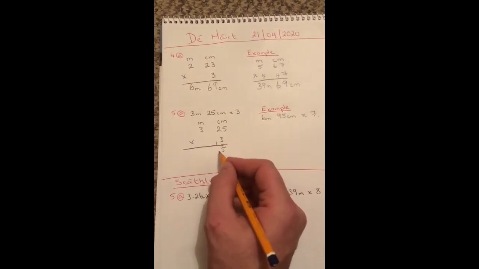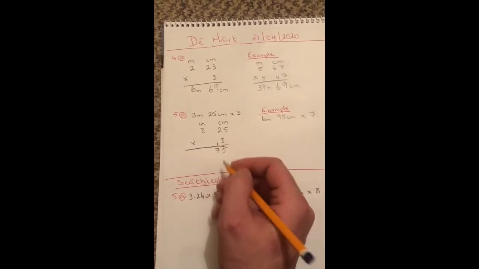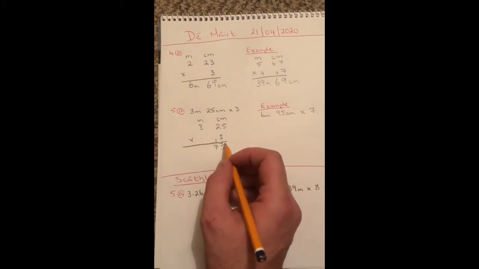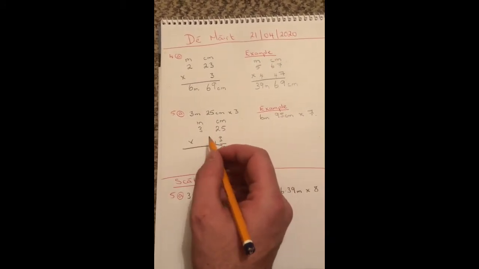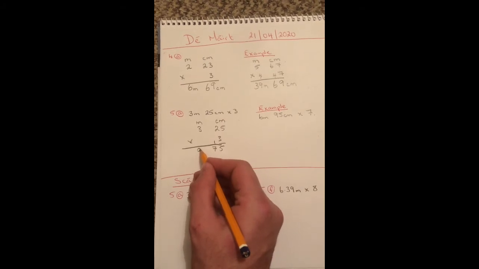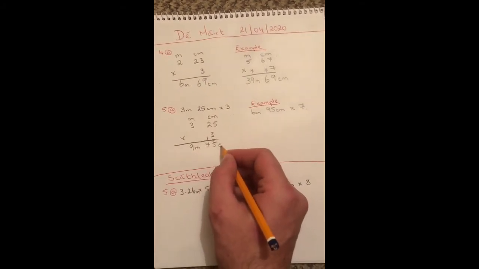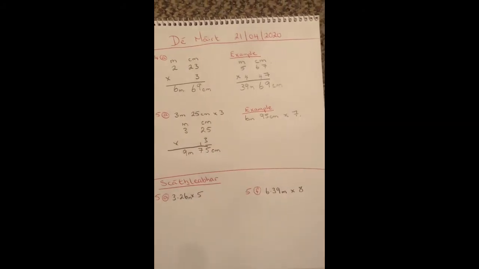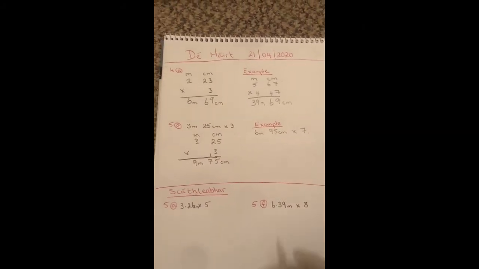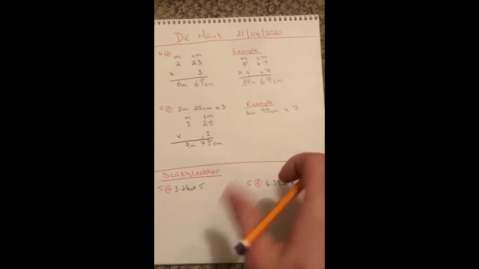Now 3 multiplied by 2 is 6 and 1 is 7. And then the last bit is 3 multiplied by 3, which we all know is 9. So 9 meters and 75 centimeters. Now over here we have an example. We have 6 meters, 95 centimeters multiplied by 7.